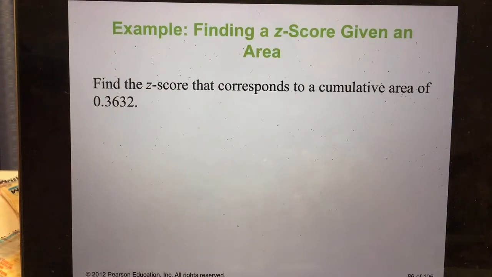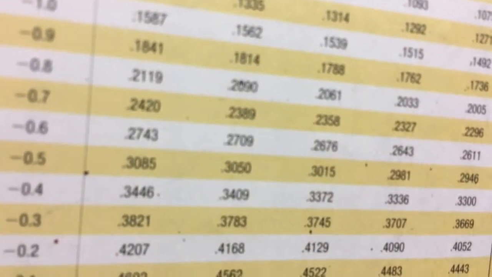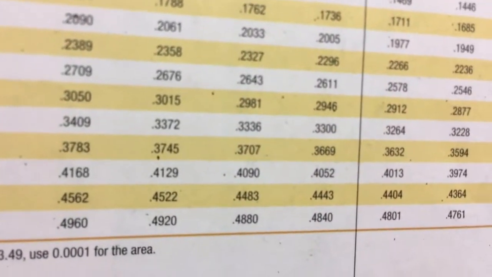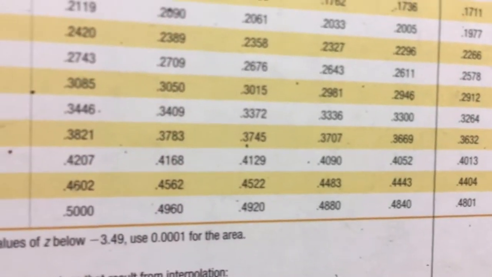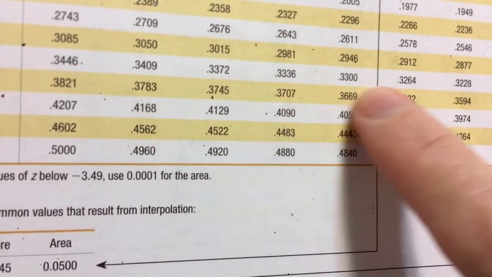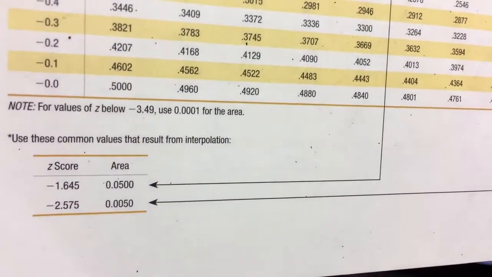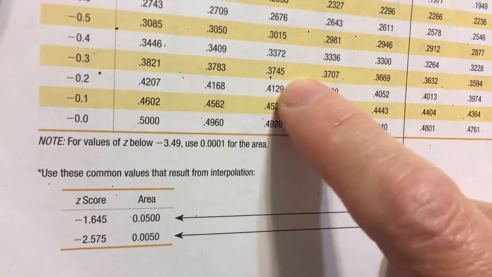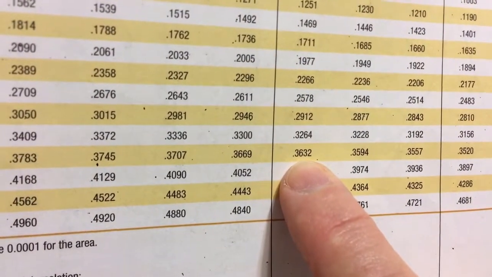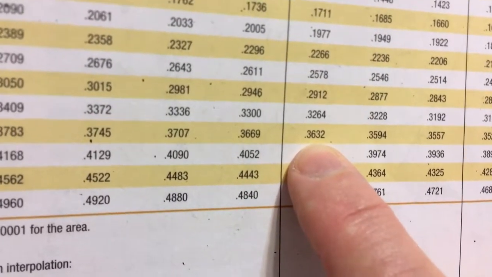So let's see how this works. Find the z-score that corresponds to a cumulative area of 0.3632. Now, we're going to do this with the table first. Now 0.3632 is less than 0.5, so I am on the left-hand side of my page, and I am looking for 0.36, trying to find it here, 0.3632. And 35, 34, 36 is going to be right there. So I finally located it. And that's on the left-hand side of the table because it is less than 0.5.